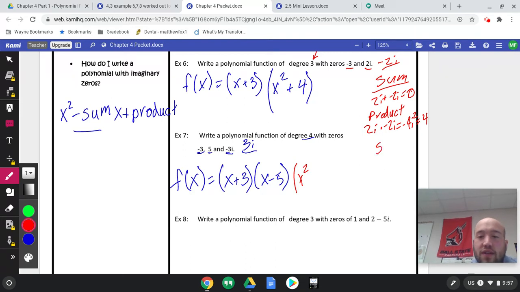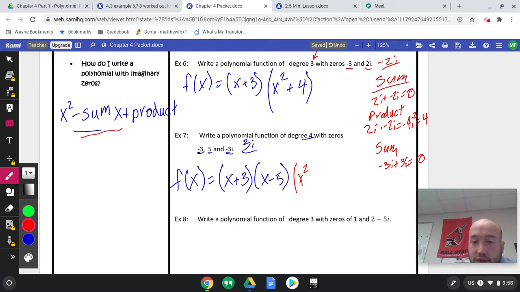So we need to find the sum. If we add negative 3i plus 3i, you might notice those two don't have any real numbers as part, it's just the imaginary, so those will always cancel out. So that equals 0. So we don't need to worry about this part.